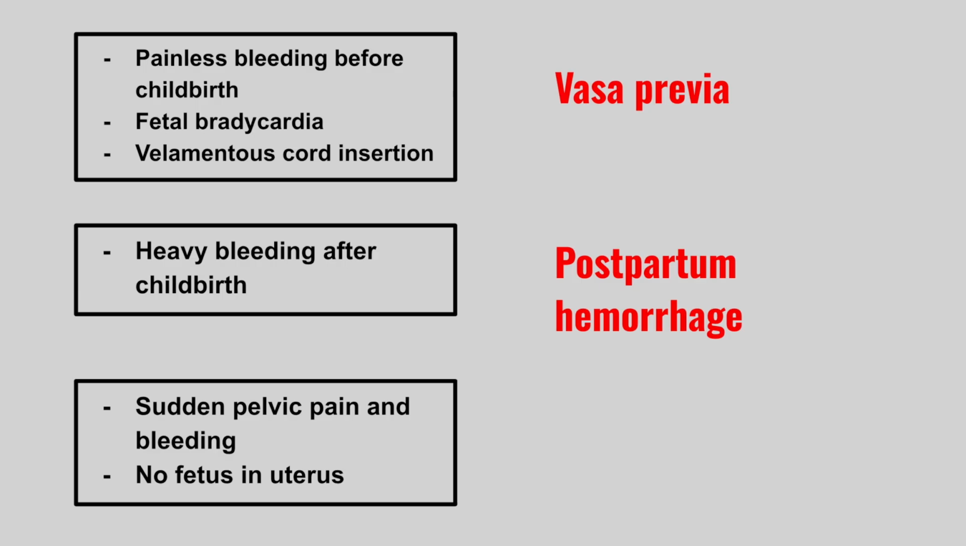Next, we have sudden pelvic pain and bleeding and no fetus in the uterus. So this is an ectopic pregnancy. And remember, this is when the fertilized ovum basically implants somewhere other than in the uterus. And most often, remember, it's the ampulla of the fallopian tube, which is where the fetus implants. And so you sometimes feel an adnexal mass, but the beta HCG is going to be positive. However, it's just in the wrong location.